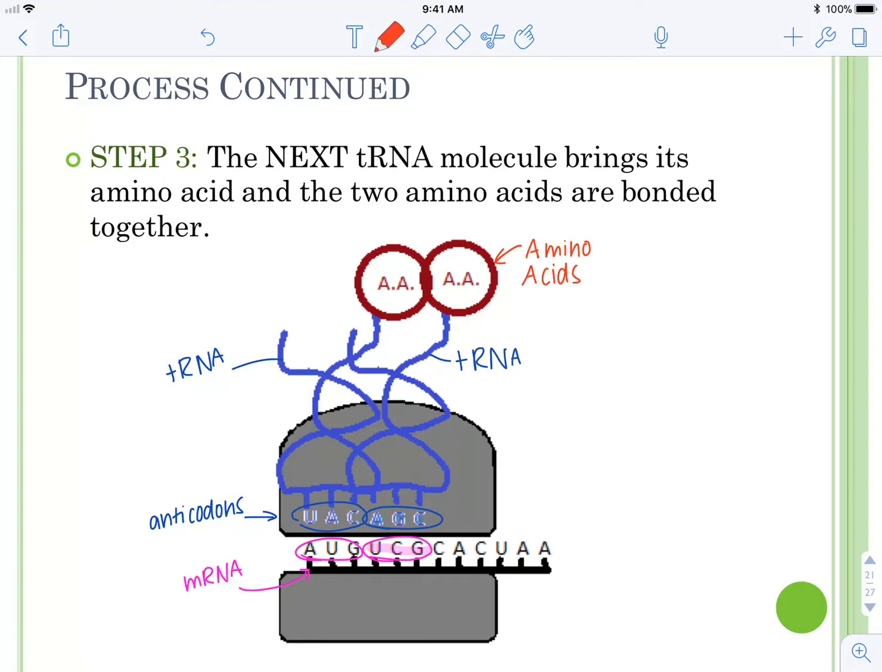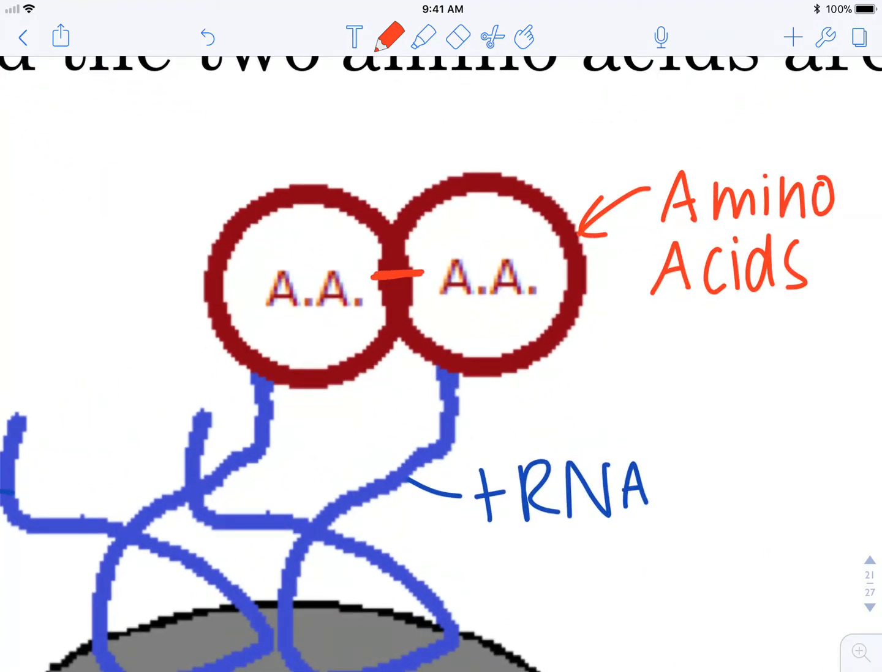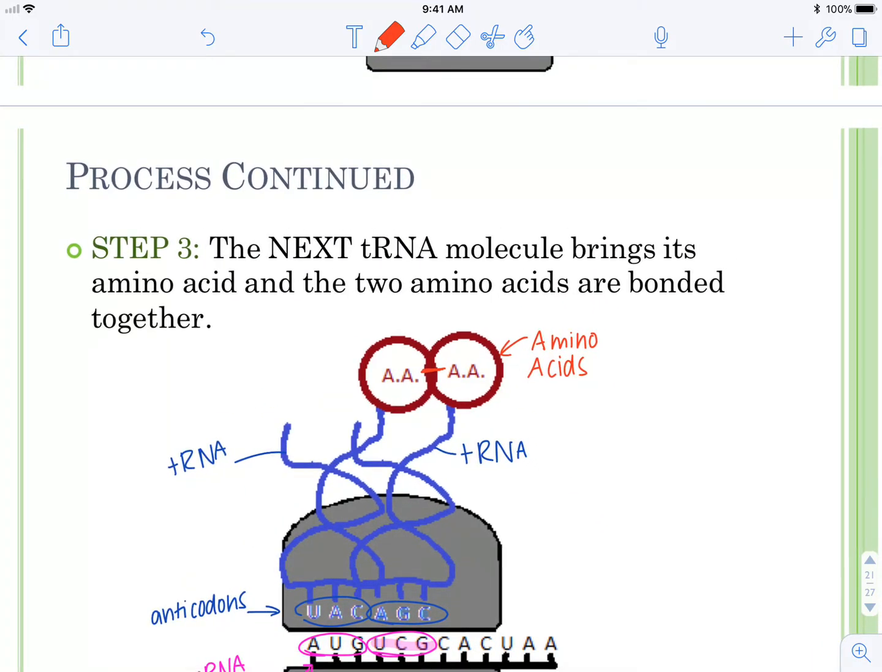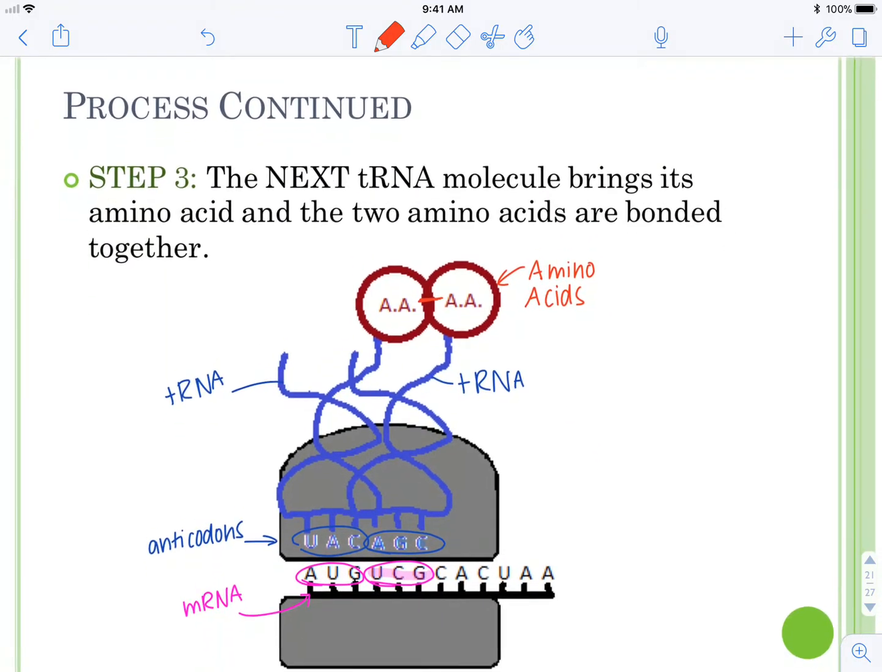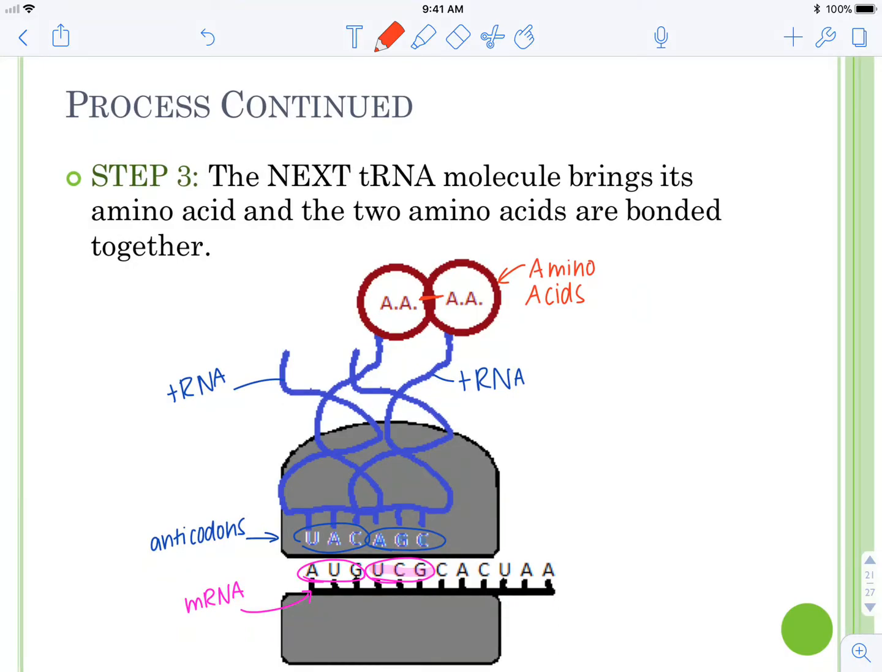What's great about this is because the other amino acid is still hanging out there, the ribosome was holding on to it, we can bind these 2 amino acids together. And once we start to make a chain of amino acids, that's going to begin the beginnings of our protein. Okay? Pause it here if you need to write something else down about what this step is. The fact that the tRNA brings the next amino acid over and they get bound together.